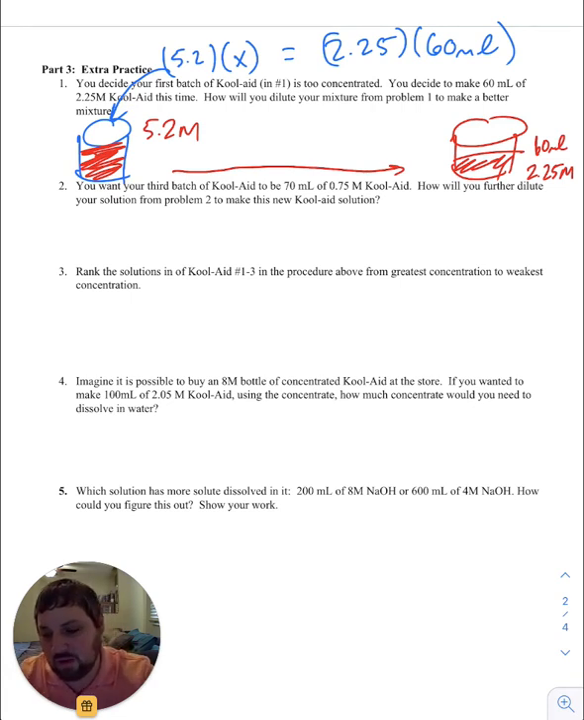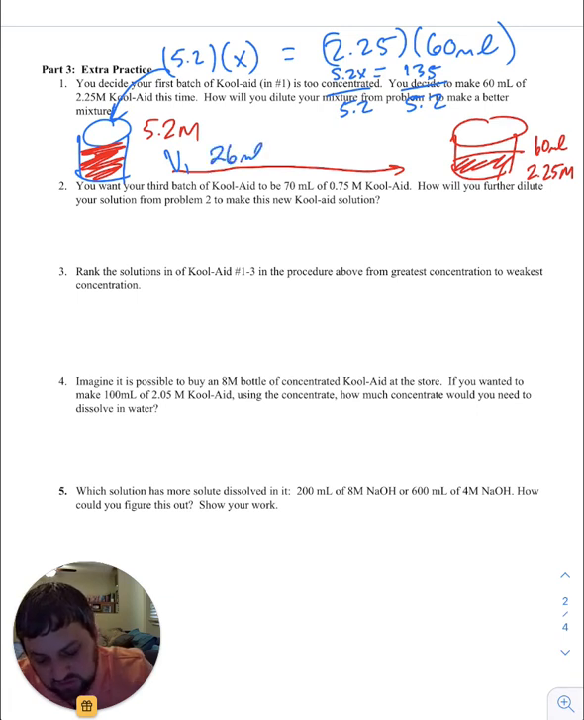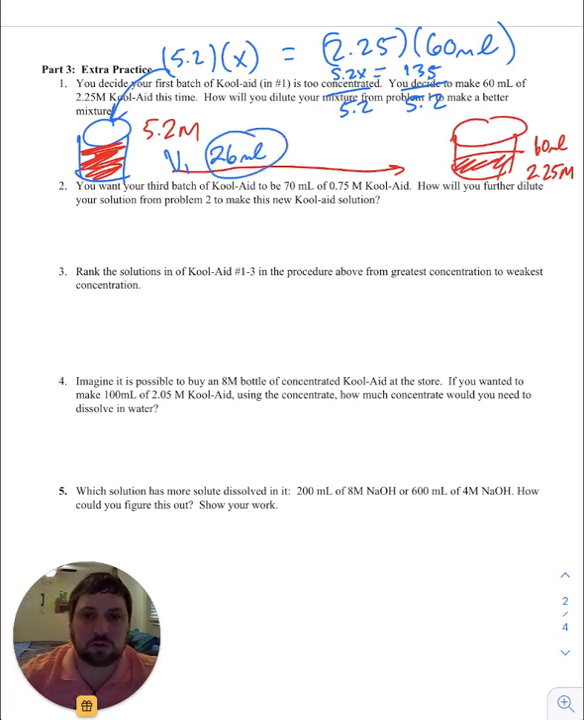So 2.25 times 60 is going to give us 135, and that's going to be equal to 5.2x. So again, how do I get x by itself? I divide both sides by 5.2. And now what's important is, what are we solving for? Well, we're solving for V1. So let's get a number and let's see, what does that tell us? So 135 divided by 5.2 tells us that we have about 26 milliliters of stock solution.